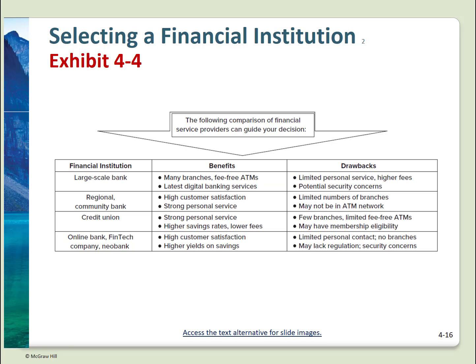This comparison chart in your text can help guide your selection. It compares the basic features of 4 types of financial institutions: large-scale banks, regional community banks, credit unions, and online banks, in terms of benefits and drawbacks.